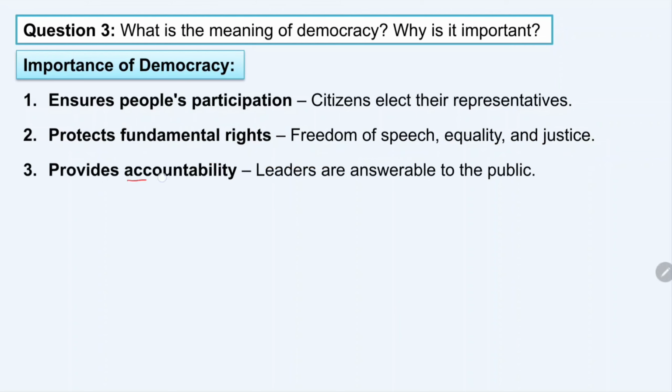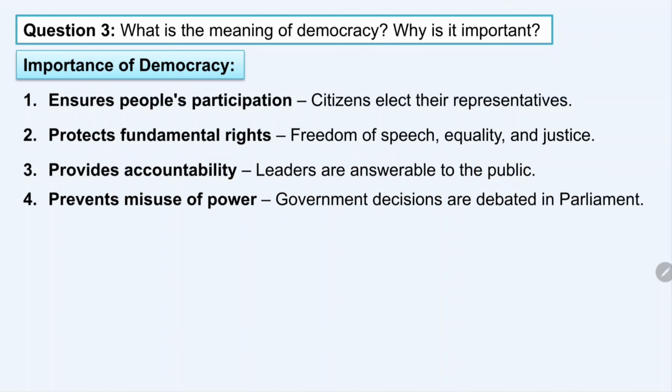Next, we have provides accountability. It means transparency. Leaders are answerable to the public, means whoever representative you have chosen and handed the power to rule the society, or to organize the society, or to bring development towards the society for the welfare of the people, they are always answerable. Whatever steps they are taking, whatever rules and regulations they are making, whatever work they are doing, they are always answerable to the public. The public has the right to question them. That is why they cannot do anything wrong. But reality is something different. I hope you have understood.